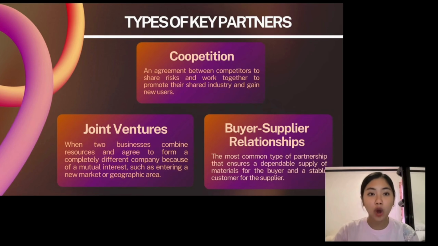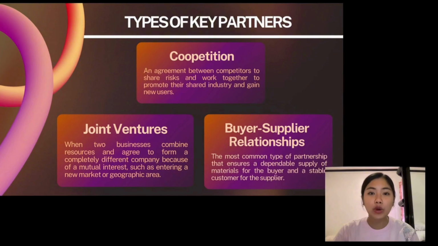So the next is co-opetition. This is an agreement between competitors to share risk and work together to promote their shared industry and gain new users. So example, there are two rival food delivery apps. This is Delivery App A and Delivery App B. So they will collaborate on a campaign to encourage more people to use delivery services. So basically, these are just two competitors that are joining together and they have both a benefit in what they're doing. Then the next is joint ventures.